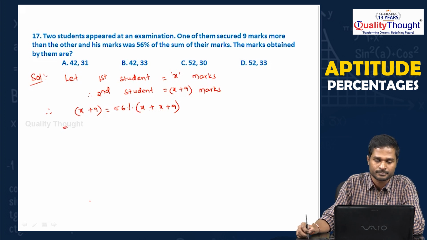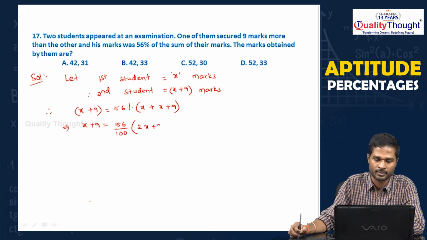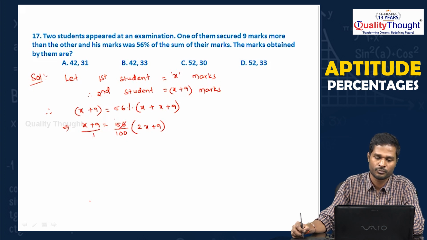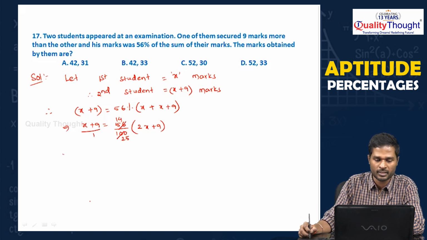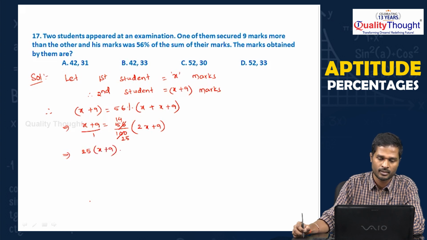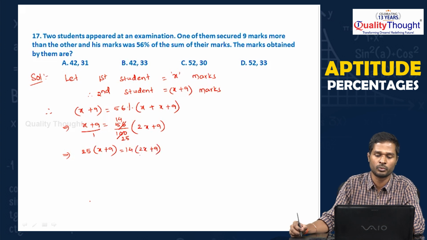Now let's simplify. X plus 9 is equal to 56% of X plus X plus 9, that is 2X plus 9. Try to simplify it. 56 over 100 can be written as 14 over 25, since 4 14s are 56, 4 25s are 100. Now go for cross multiplication. This is 25 into X plus 9 is equal to 14 into 2X plus 9.